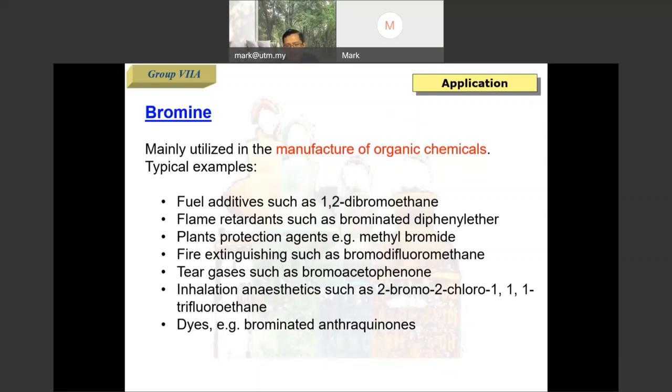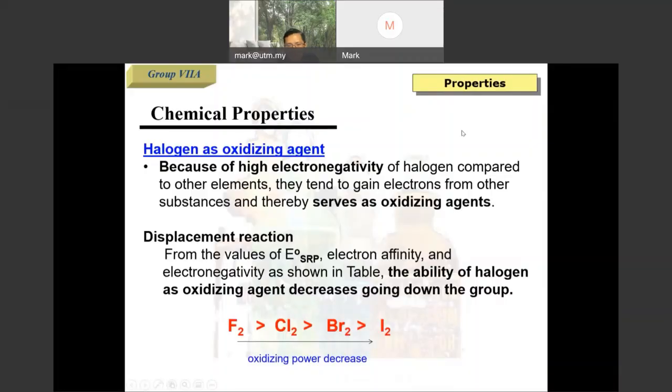There are so many others, especially in chemicals, such as chemicals for agriculture. Fire extinguishers, tear gases, inhalation anesthetics. In dyes, due to its color, a strong purple color.